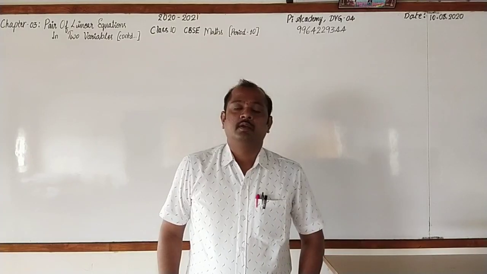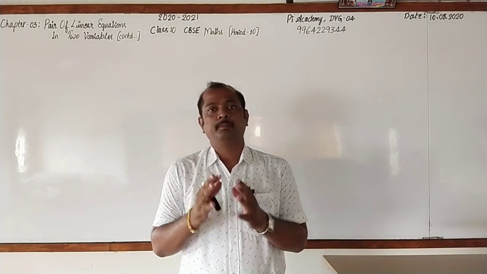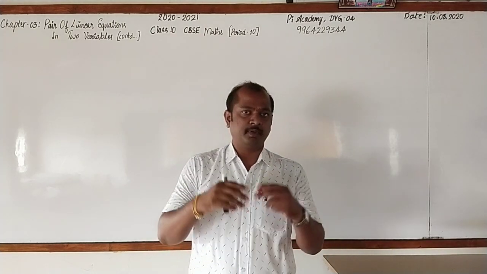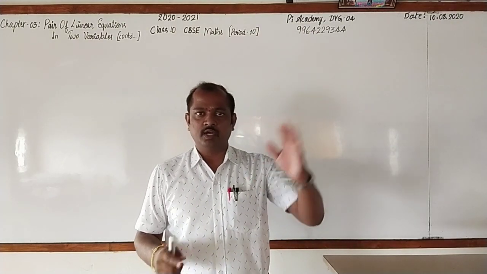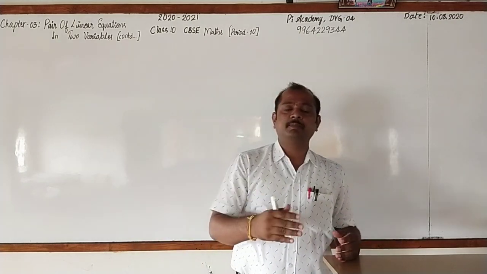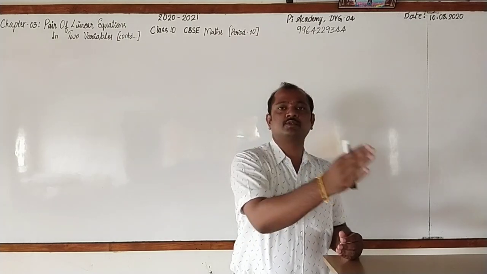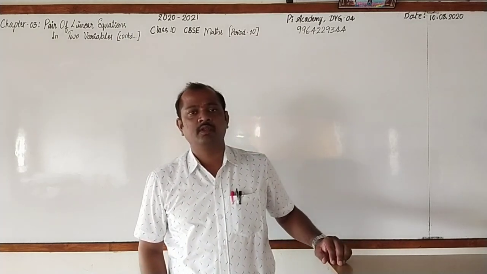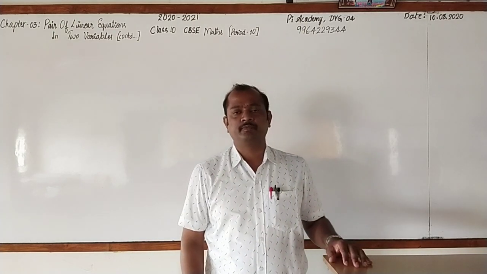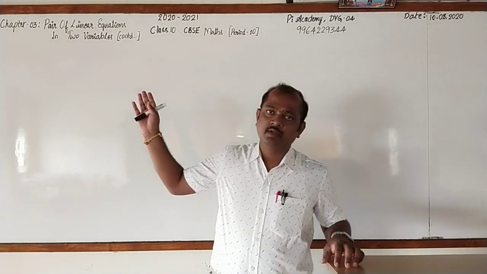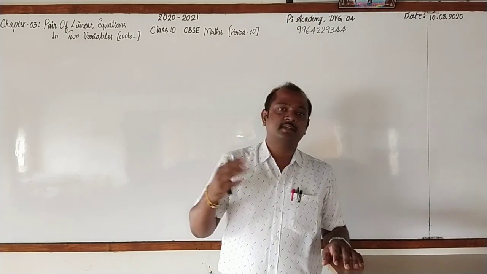Dear students, in this chapter we have already learned how to solve pair of linear equations in two variables by mainly two methods, right? One is graphical method, second one is algebraic. In algebraic method we have 3 sub-methods. One is elimination, second one is substitution, and third one is cross multiplication. And we have already finished a lot of problems with respect to all these methods, and we were solving these equations by using UV method, right? Now let's go for continuing.